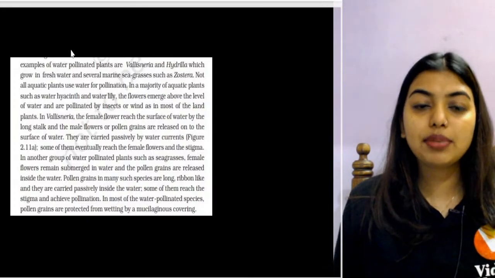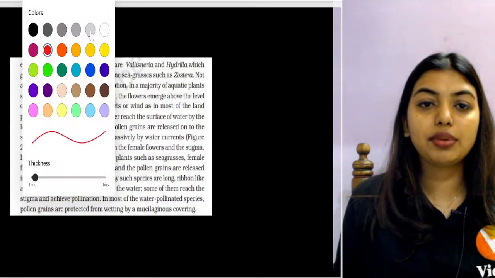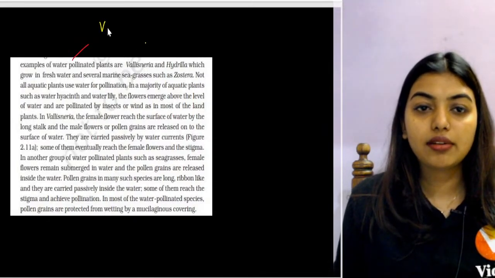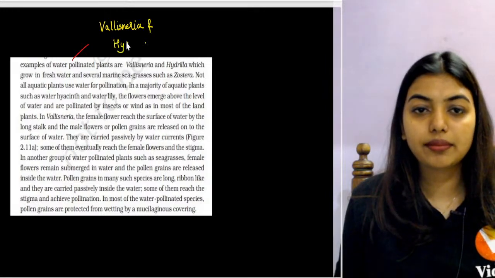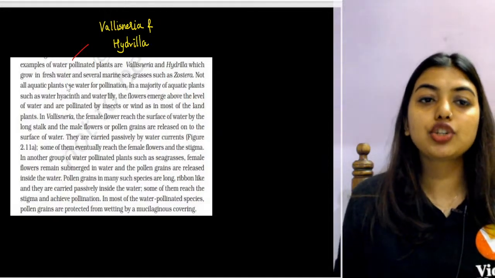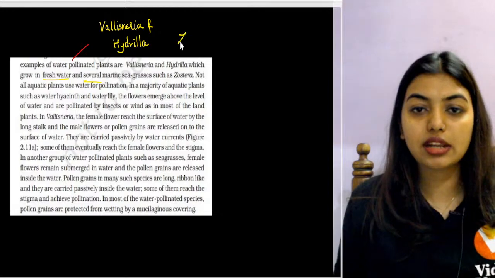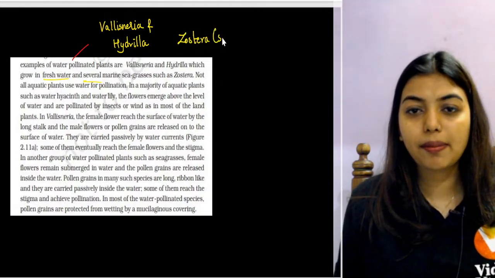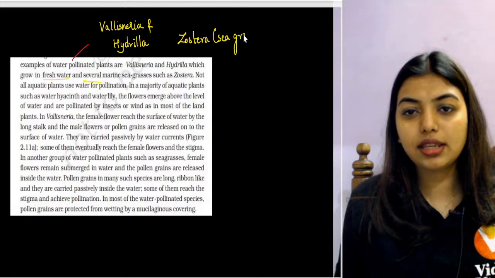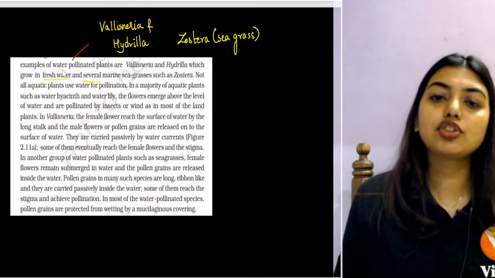Now examples of water pollinated plants are going to be vallisneria and hydrilla, which grow in freshwater, and several marine seagrasses such as zostera. Even zostera is an example of a seagrass. These are the examples of water pollination.